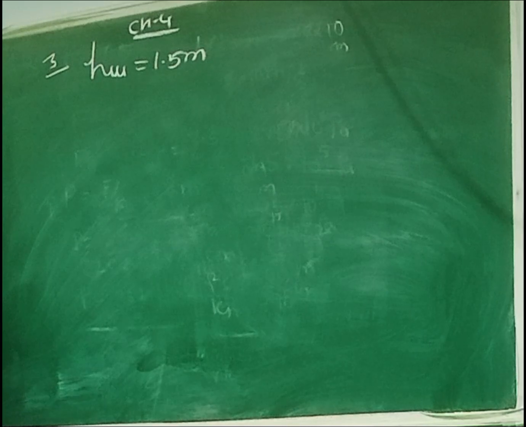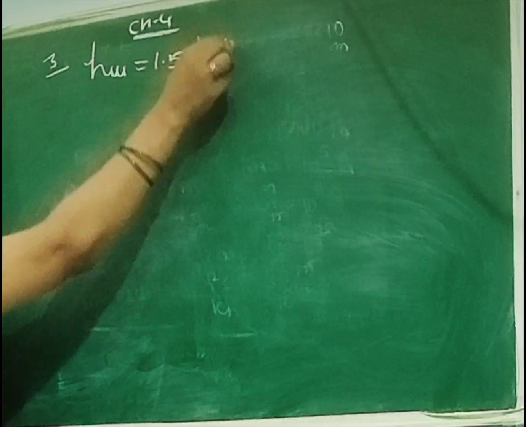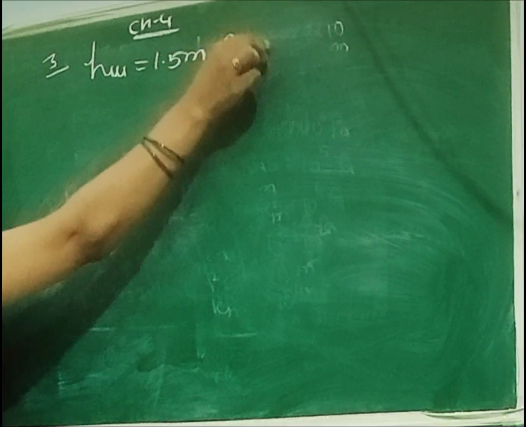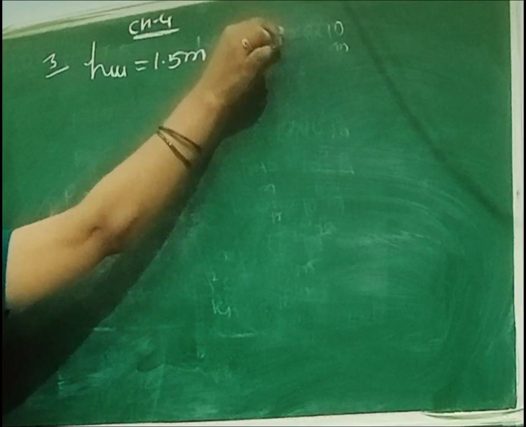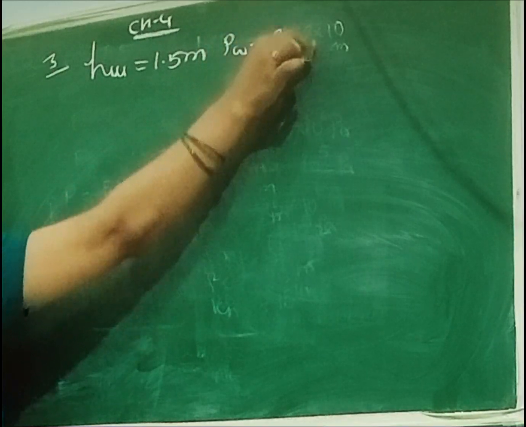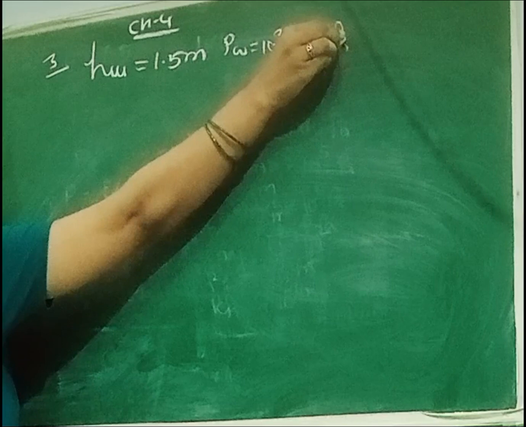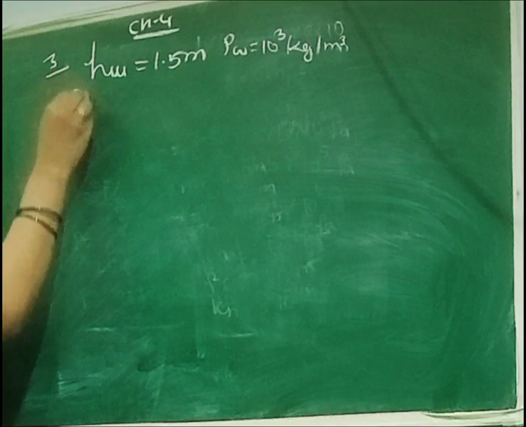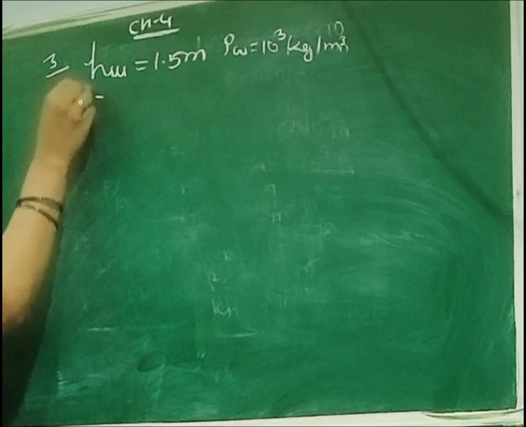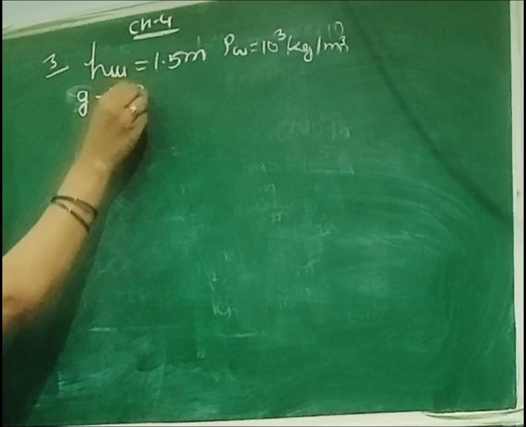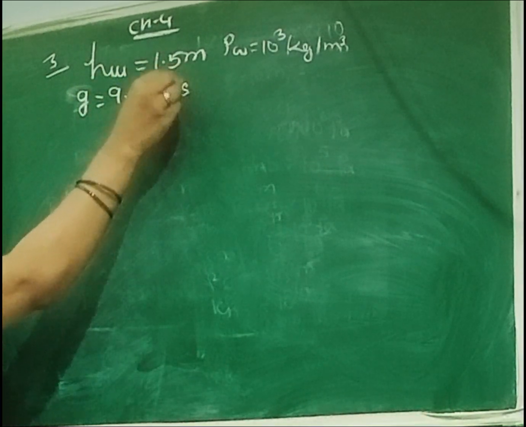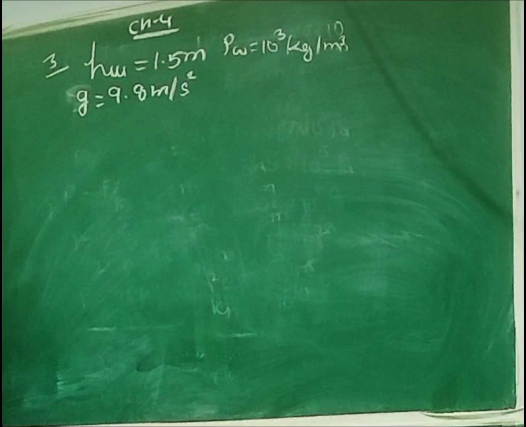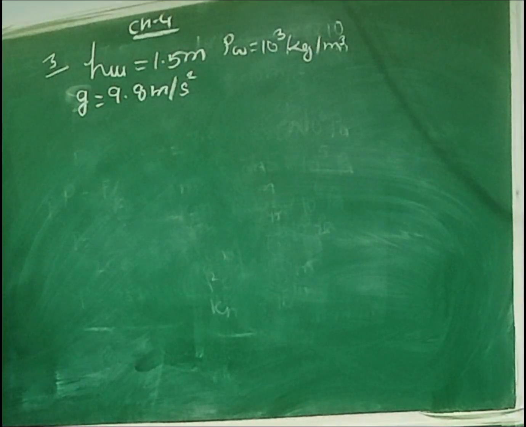Taking the density of water as 10 to the power 3 kilogram per meter cube. This you need to remember. Sometimes it cannot be given but you need to remember it. Now acceleration due to gravity. When the acceleration due to gravity is given to you as 9.8 meter per second square, you have to use this value only. Now you cannot use 10. If it is not given, then you can use 10.